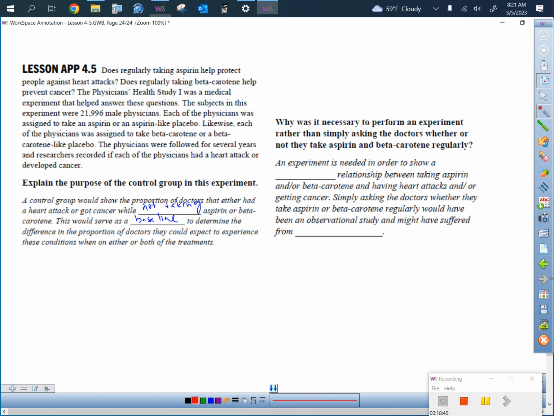And then an experiment is needed to show a cause and effect relationship. When you do the experiment, that shows us a cause and effect relationship because it's like, okay, did this beta-carotene or did this aspirin cause or affect anything? Simply asking the doctors whether they take aspirin or beta-carotene would have been an observational study and might have suffered from confounding. Confounding. Whew, that was a long one. Confounding. All right, we got some homework.